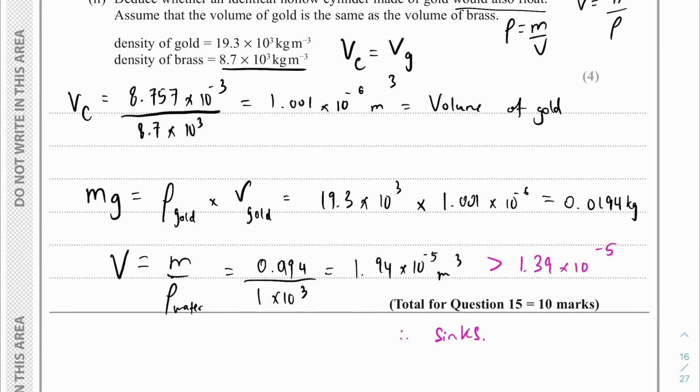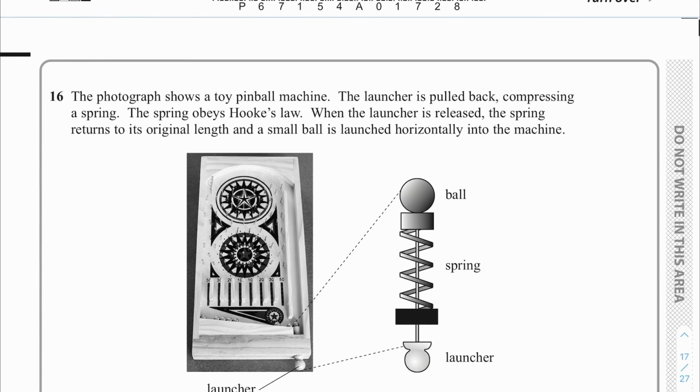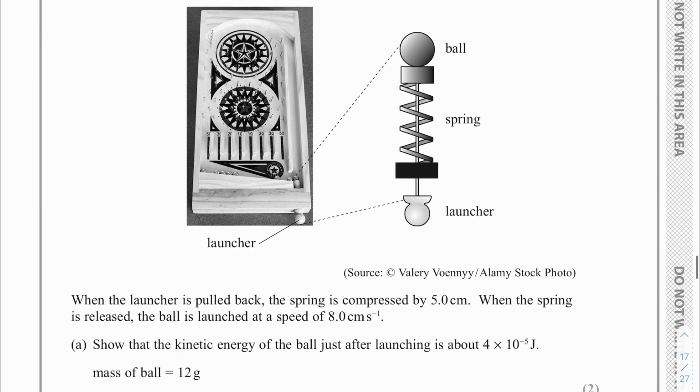Okay, let's move on to question number 16. So the photograph shows a toy pinball machine. The launcher is pulled back, compressing a spring. The spring obeys Hooke's law. When the launcher is released, the spring returns to its original length and a small ball is launched horizontally into the machine. Pretty good. So now what can we say?